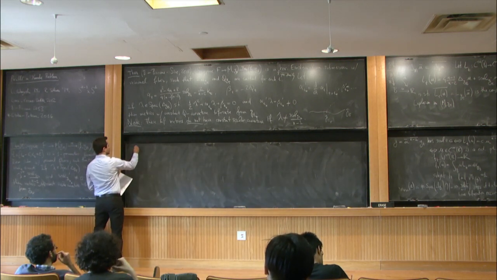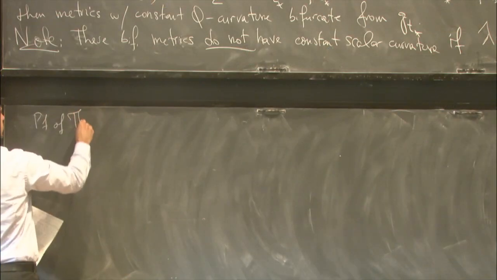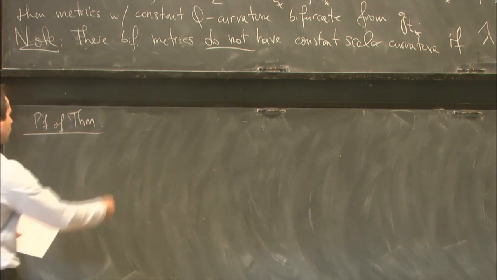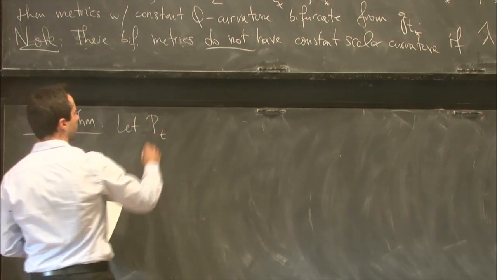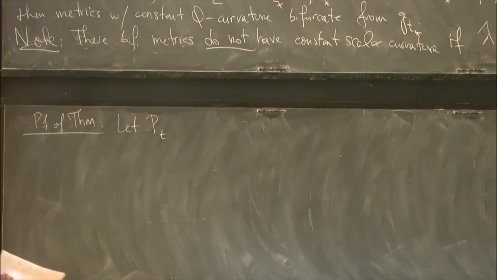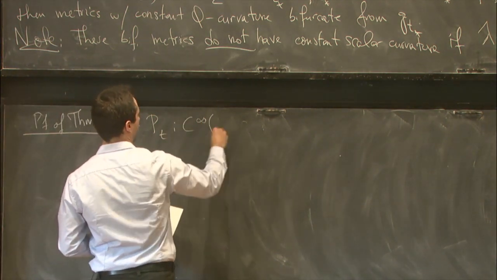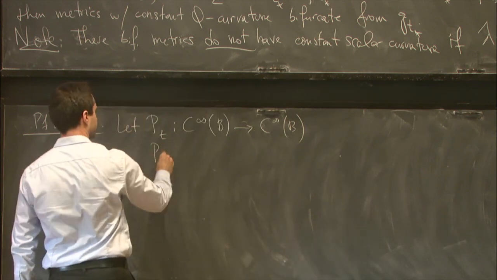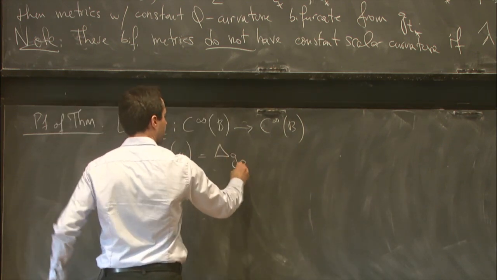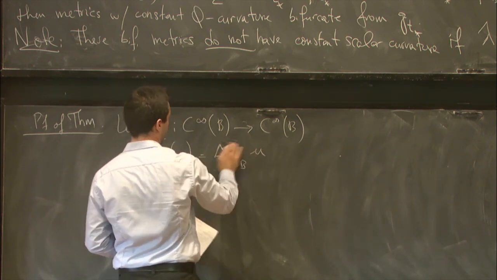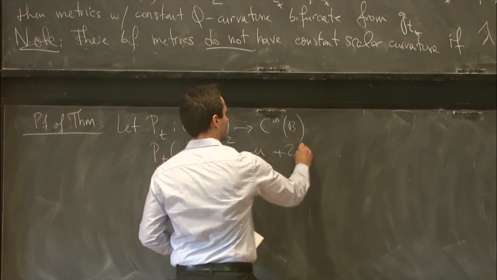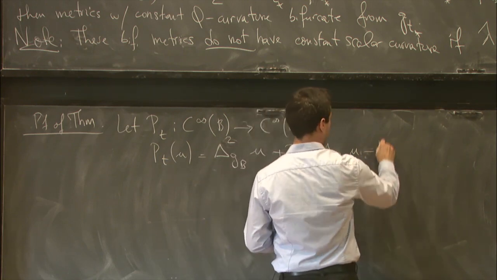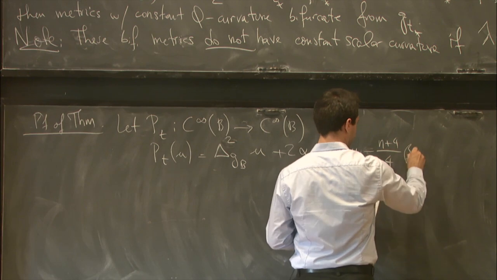So the proof of the theorem above in the Q-curvature case will begin in a very similar way. So let's say P_t is what the Paneitz operator in the total space looks like when restricted to basic functions. So P_t acting on smooth functions on the base is given by computing the bi-Laplacian of u, so Laplace squared of u, plus 2 alpha_t Laplace u minus (n plus 4) over 4 times beta_t u.